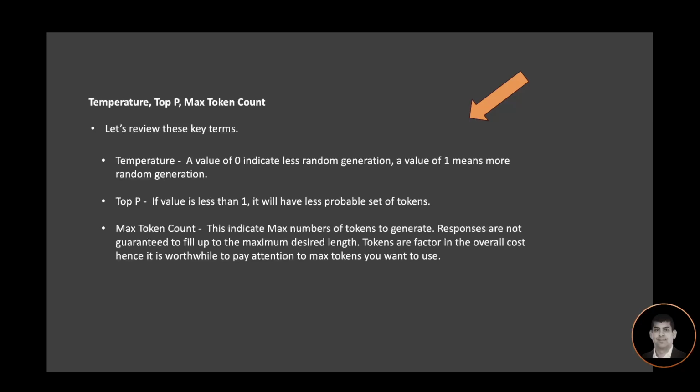Let's review these key terms: temperature, top P, max token count. Temperature is a value of 0. It indicates less random generation. A value of 1 means more random generation. Top P, if the value is less than 1, it will have a less probable set of tokens. And max token count indicates the maximum number of tokens to generate.